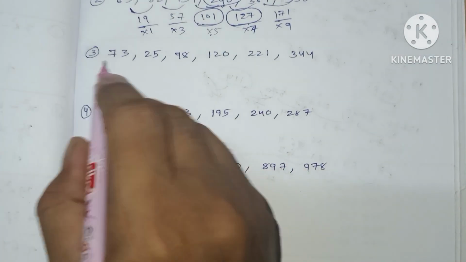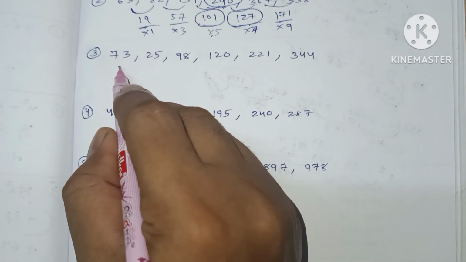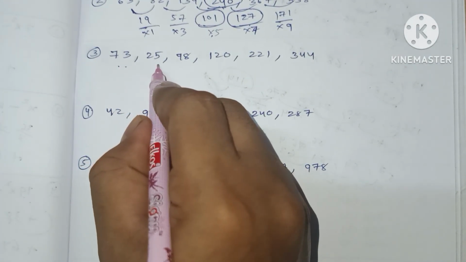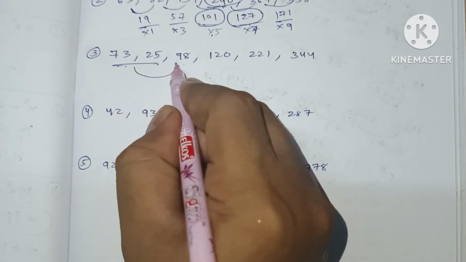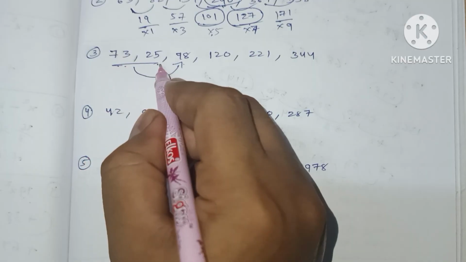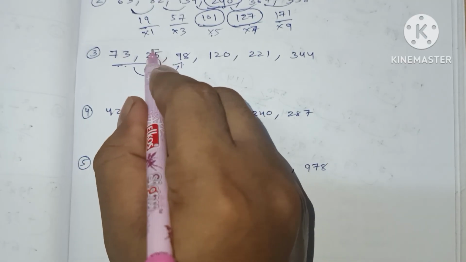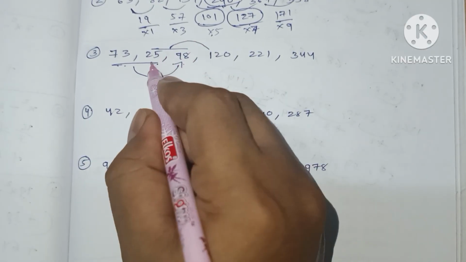Okay, next question. Here 73 and 25, 98. The sum of these two numbers is this one. Okay, next let's do the sum of these two numbers.